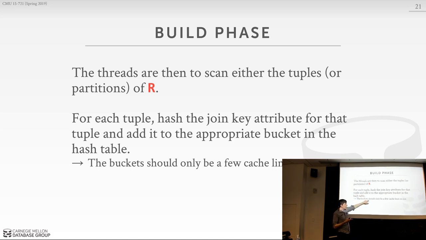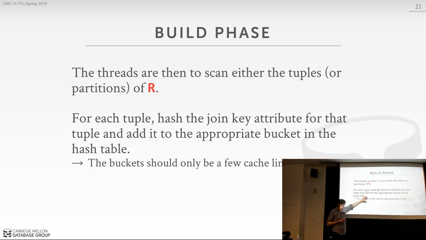And the goal here is that we want our buckets to only be a few cache lines in size. Obviously, we have to do alignment, as we already talked about. But the idea here is that we want to be able to write our key into a single cache line and not have to do two cache lookups or two memory lookups to go get the data we want.